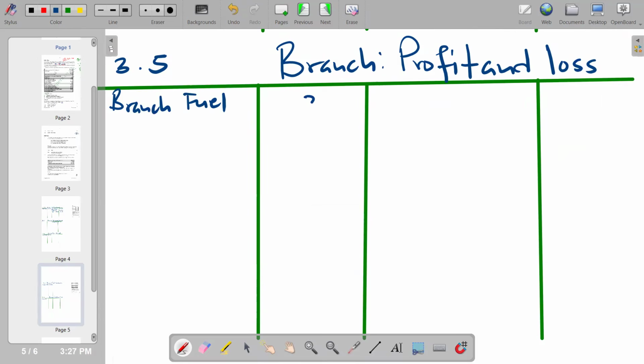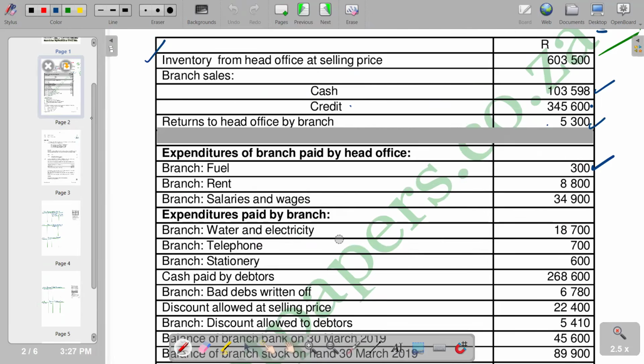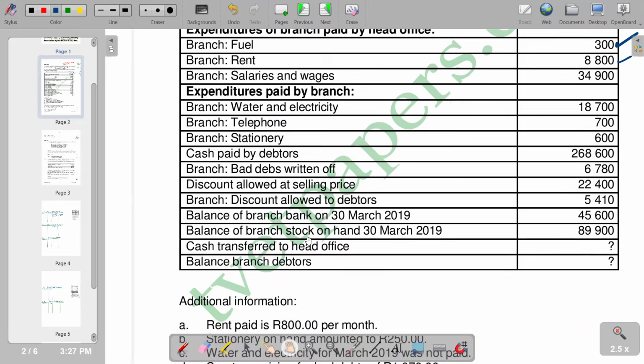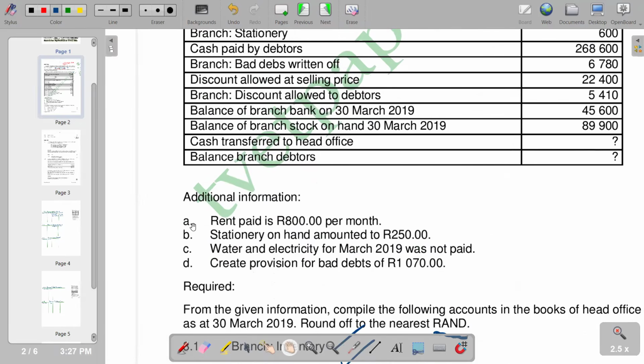Which is 300. And then the next item that we have is a branch rent, 8,800. Again, we don't take the figure as it is, 8,800. We check again its information, anything affecting the rent. So we come at A, it reads rent paid is 800 rands per month.